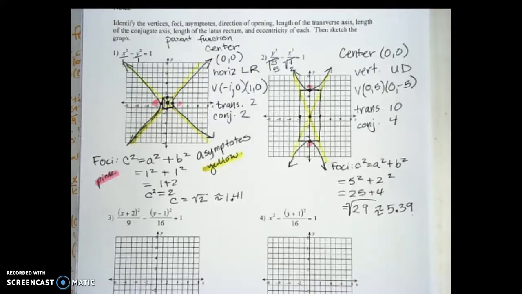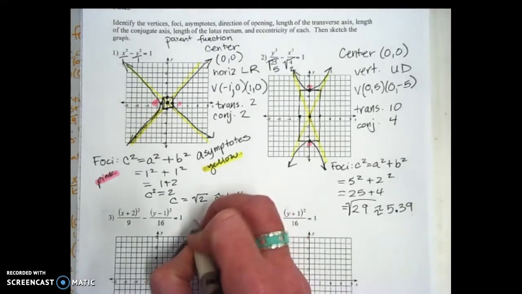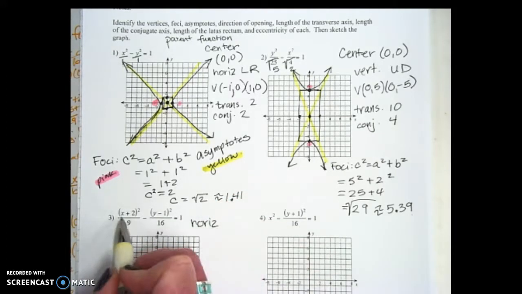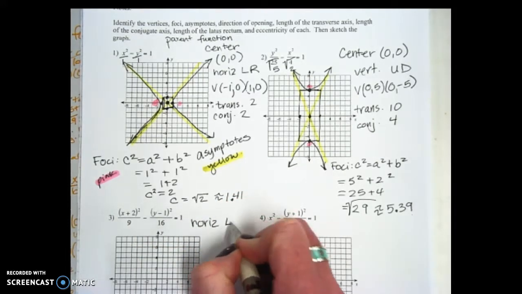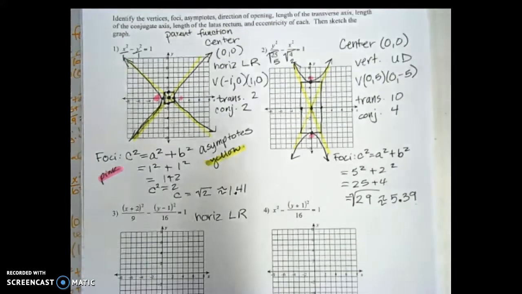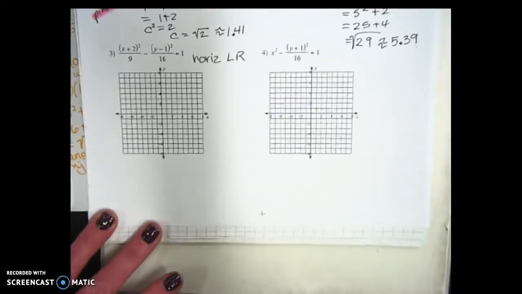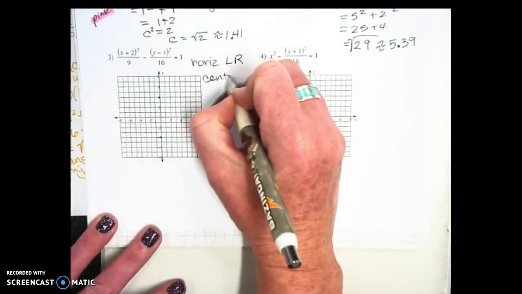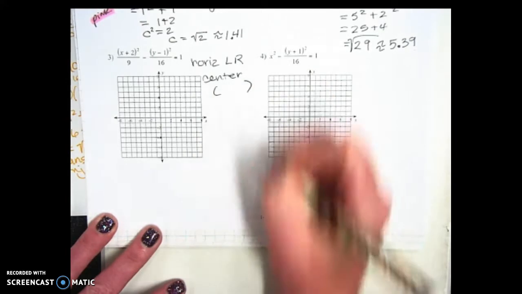Is it going to be horizontal or vertical? Horizontal, right? Because the X term comes first. So it's going to open left and right. It's good to write that down so you can graph it correctly, okay? Where do you think the center is going to be at?